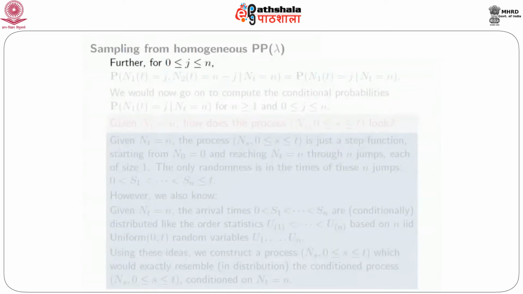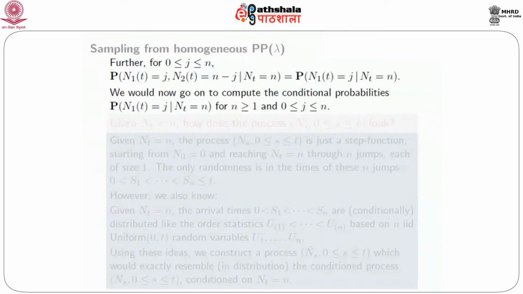Okay, so this conditional probability is 0 unless j lies between 0 and n and k equals n minus j. Further, for j between 0 and n, the conditional probability that N1(t) equal to j and N2(t) equal to n minus j given N(t) equal to n, of course, equals the conditional probability that N1(t) equals j given N(t) equal to n.